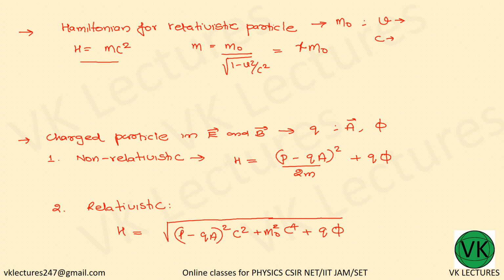So this is the relativistic case. For a neutral relativistic particle, we can also write this as (p²c² plus m₀²c⁴) all to the power 1 by 2, which is also equal to mc², that is equal to the Hamiltonian. So these are the Hamiltonians for relativistic as well as charged particle in electric and magnetic field.